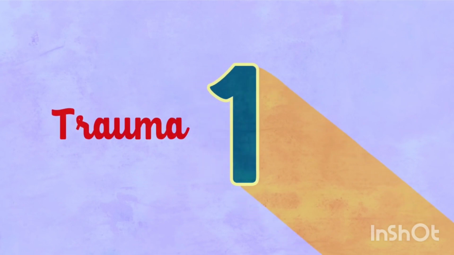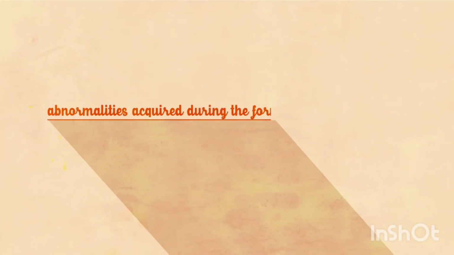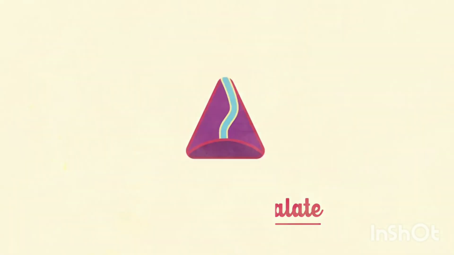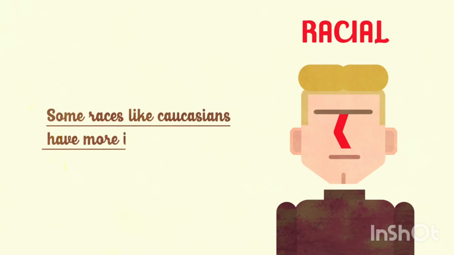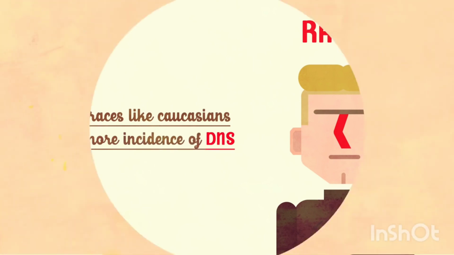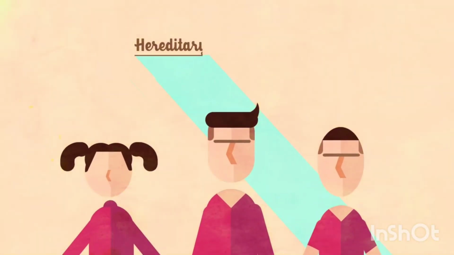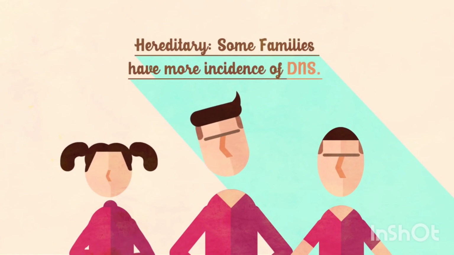Number 1 is trauma. 2 is developmental, or abnormalities acquired during the formation of nasal septum. Number 3 is racial. Some races, like Caucasians, have more incidence of DNS. Number 4 is hereditary. Some families have more incidence of DNS.